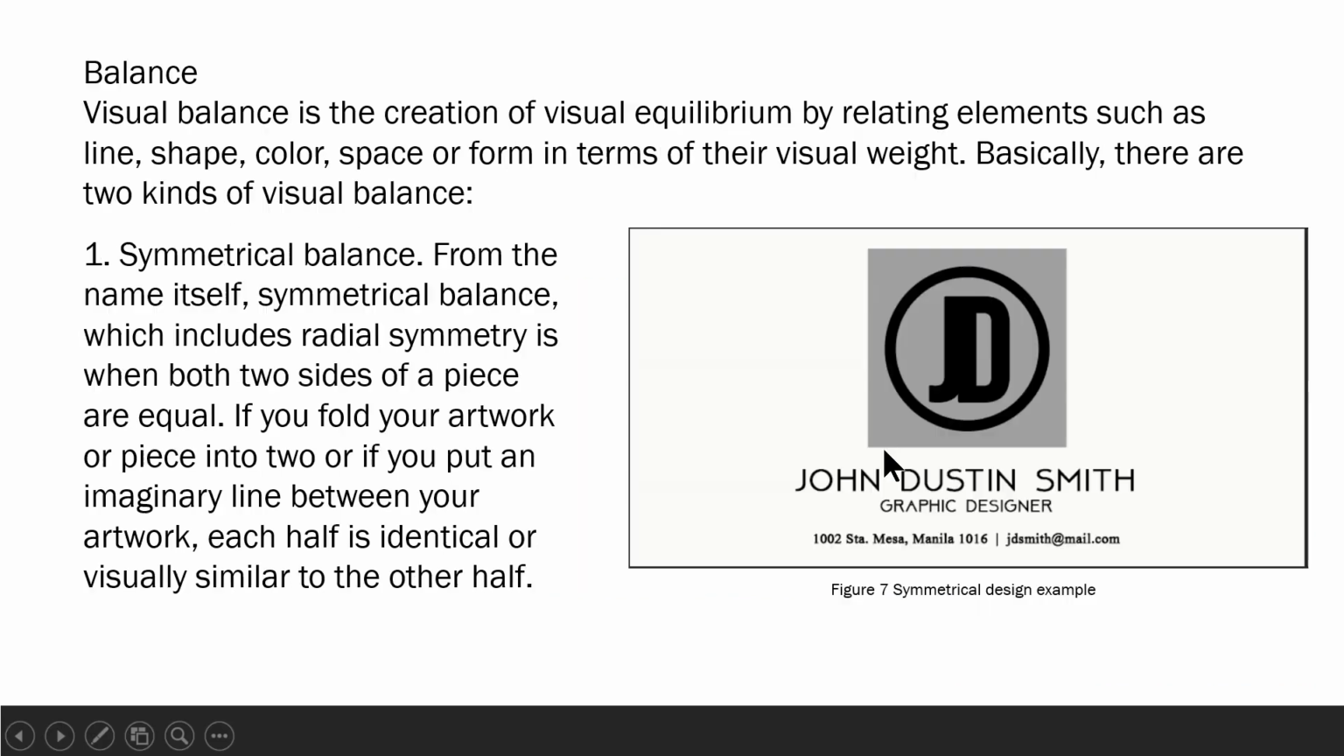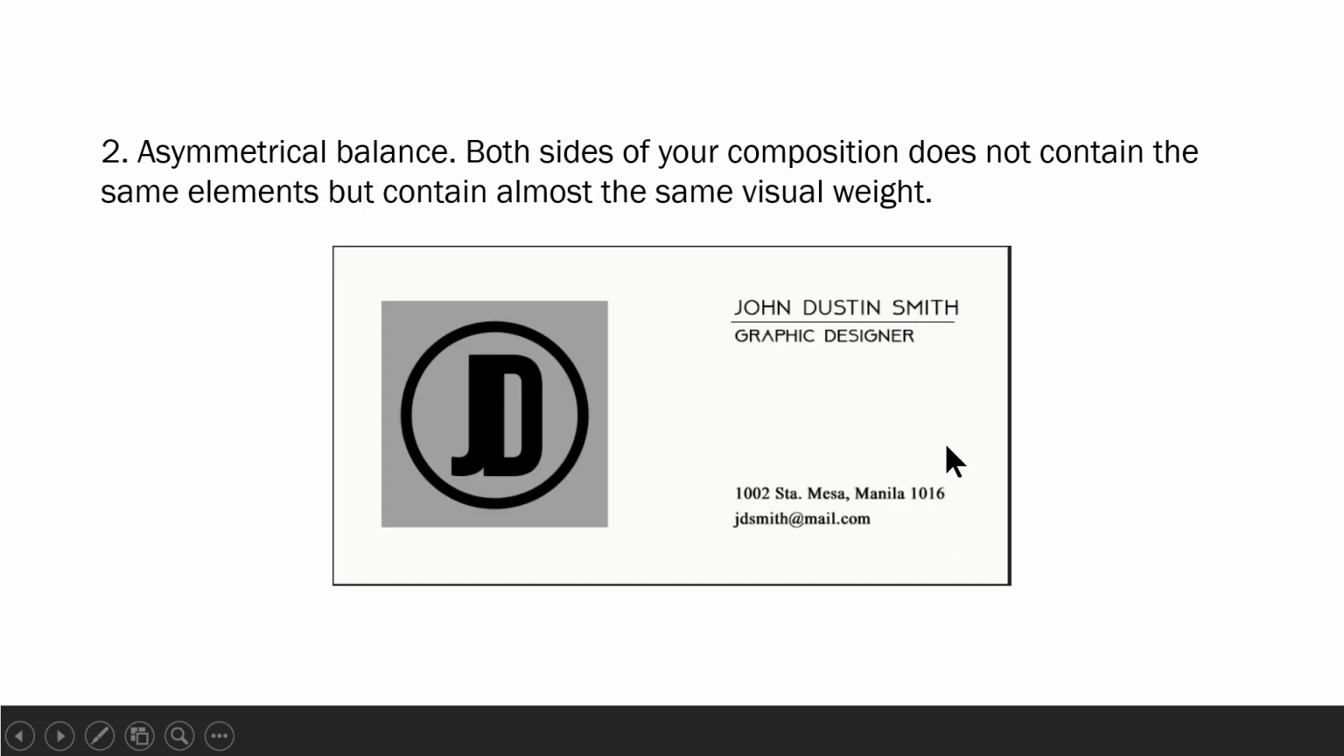Okay? Then another one is balance. So we say balance, this is usually referring to equilibrium. Now, when you say equilibrium, you can actually use line, shapes, colors to emphasize the balance. Okay, so we have two types of balance. We have the symmetrical. We say symmetrical, you have equal elements on both sides. Nasa gitna siya most of the time. Okay? And then the other one is the asymmetrical.